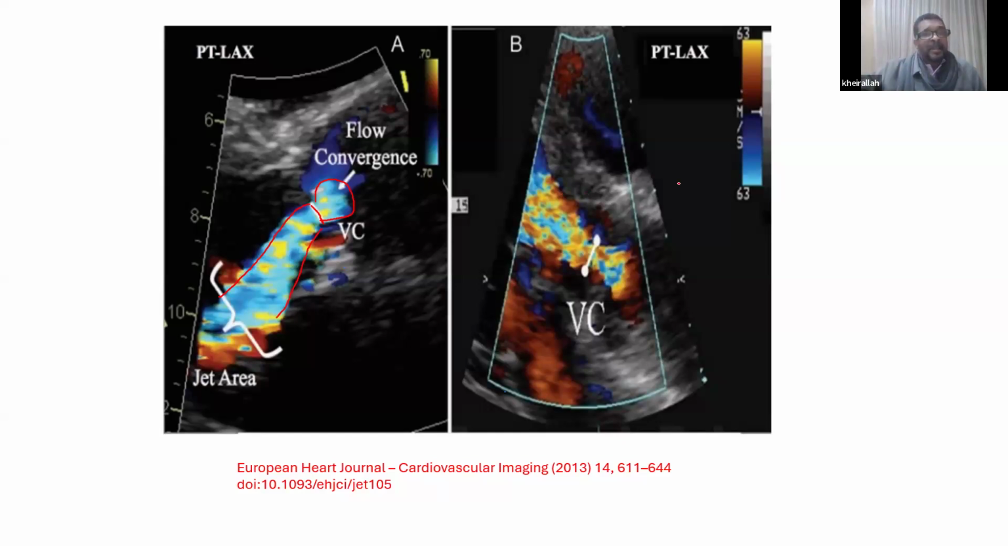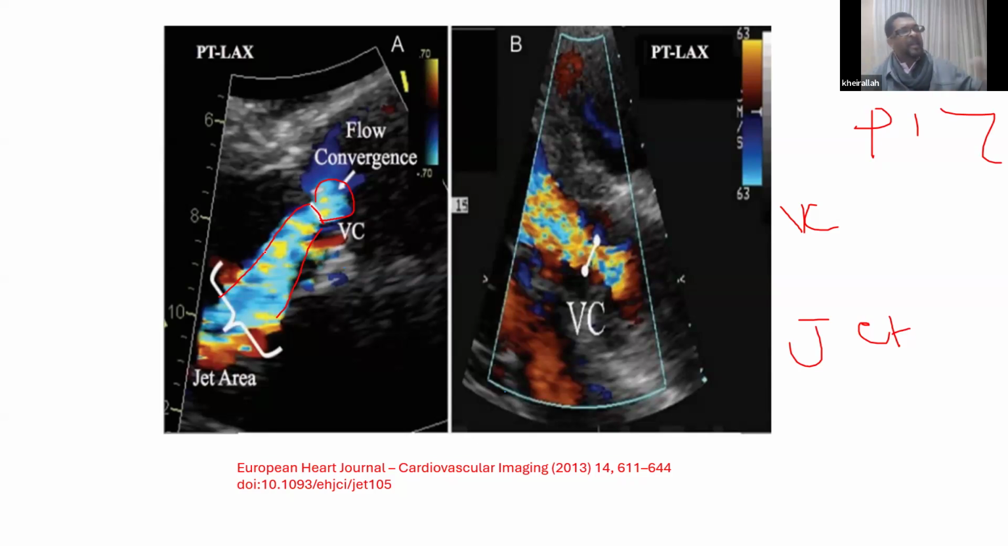There are metrics that relate to the flow convergence. This is called PISA. There are metrics that relate to the vena contracta. There are metrics that relate to the jet. Of course, for the jet, simply you could tell me that the wider the jet, the more severe. Yes, right. The wider the jet, the more severe.